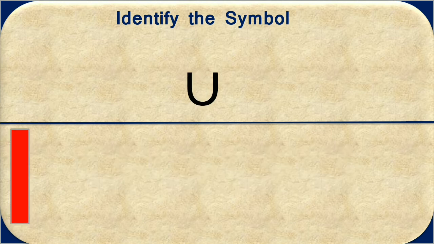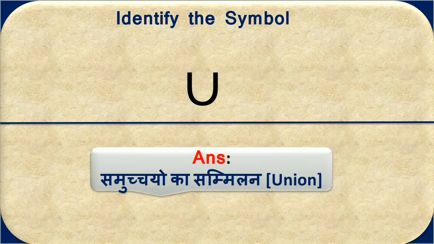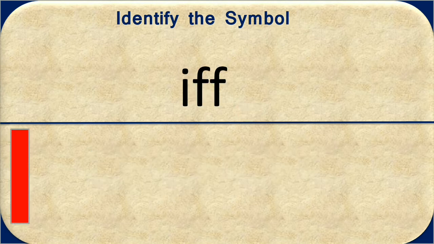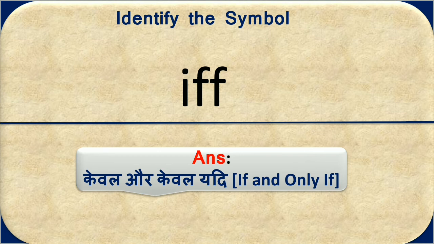Next, this symbol is of... This is also used in set theory. This is union. समुच्चयों का सम्मिलन. Identify this symbol. This is of IFF. If. Identified if and only if. केवल और केवल यदि.